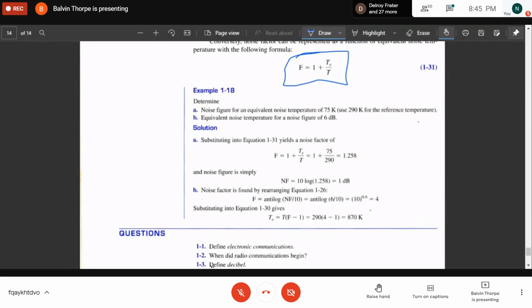So here, if you're given the noise figure, or not the noise figure, sorry, the noise factor, then we could actually go ahead and calculate important factors such as your equivalent temperature, or vice versa. So here's an example. Let's say you must determine a noise figure for an equivalent noise temperature of 75 K.